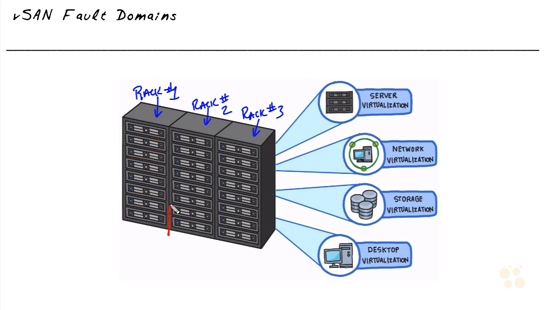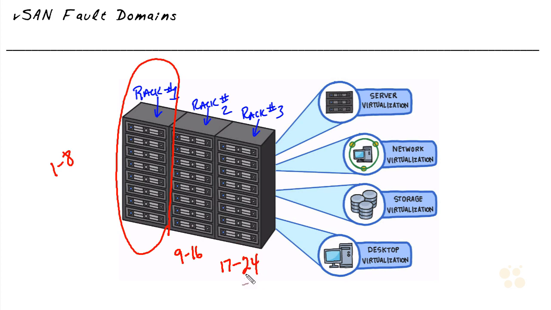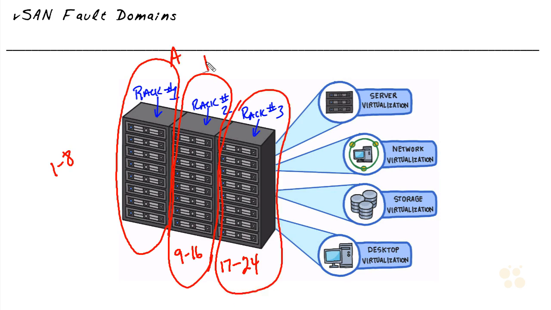We identify a group of ESXi hosts that are in a fault domain, so we define it. So let's imagine that this rack has ESXi hosts 1 through 8, and rack 2 has ESXi hosts 9 through 16, and rack 3 has ESXi hosts 17 through 24. So what we could do is create 3 separate fault domains, and we could label them, for example, A, B, and C. Then we could put ESXi hosts 1 through 8 as a part of fault domain A, and 9 through 16 as a part of fault domain B, and 17 through 24 as a part of fault domain C.